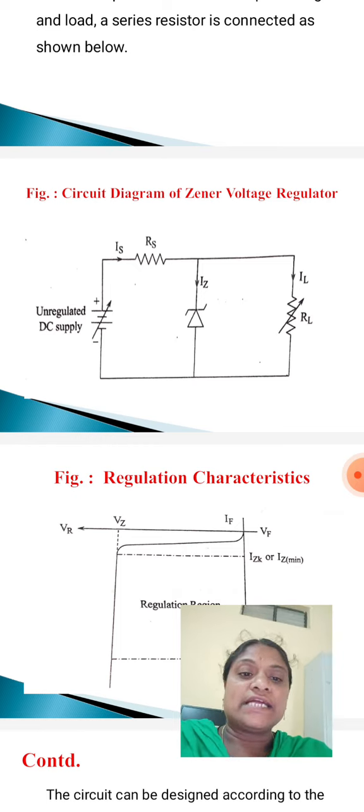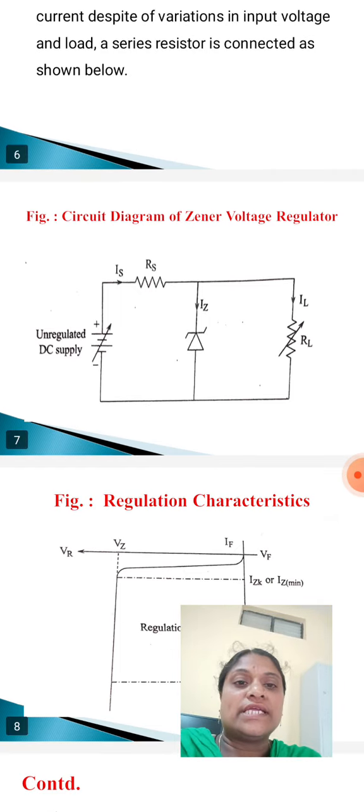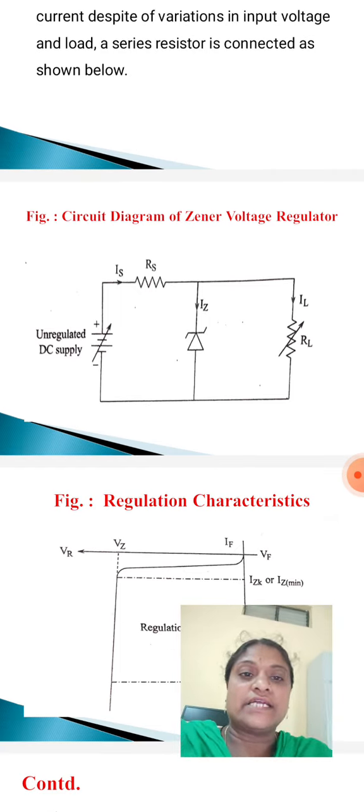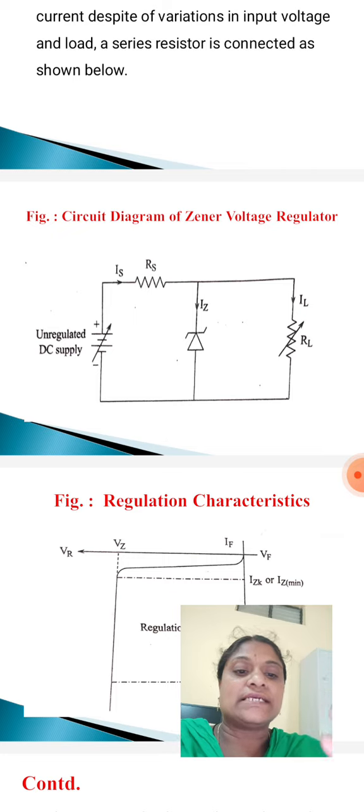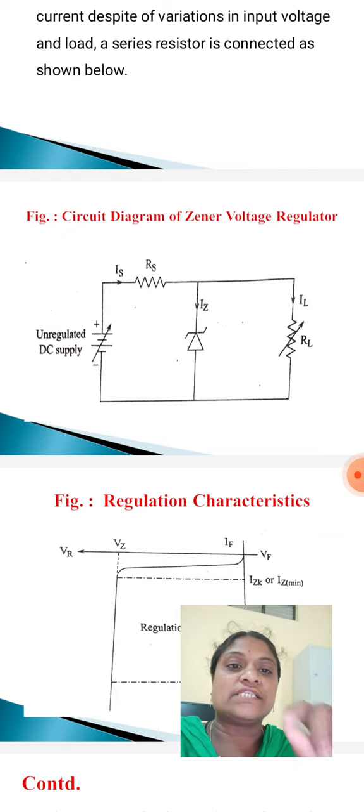Sum of entering currents is equal to sum of leaving currents in a closed loop at the node. Here, this is the Zener diode, and this is the node. Node means two or more branches are connected at a point. That point is called a node.